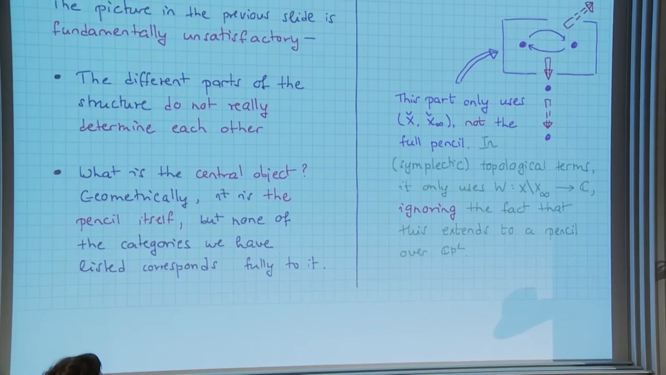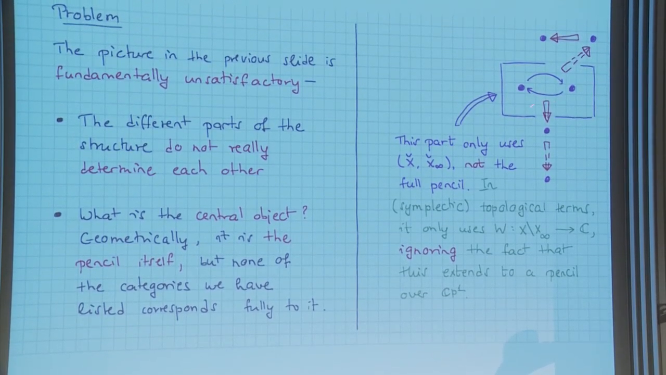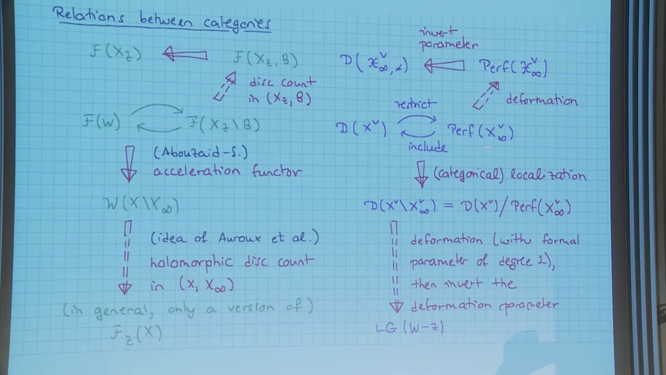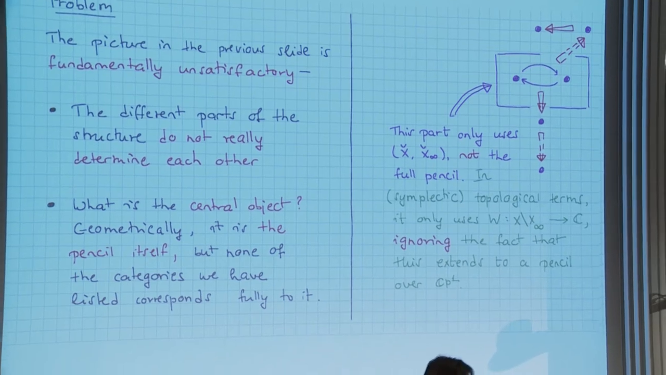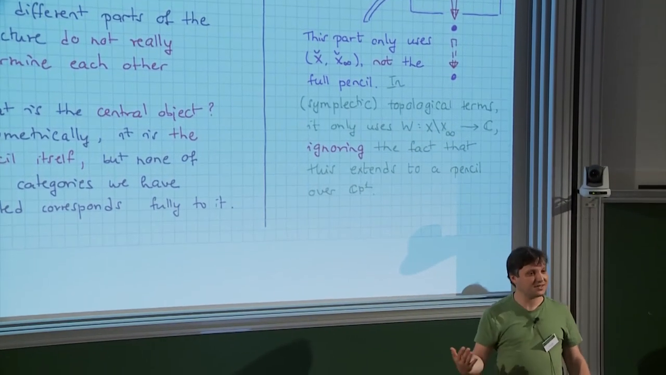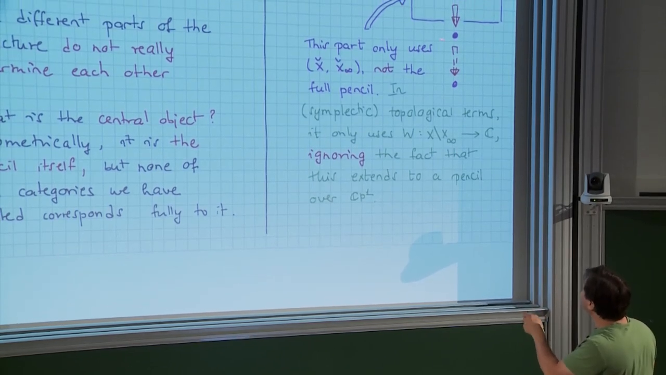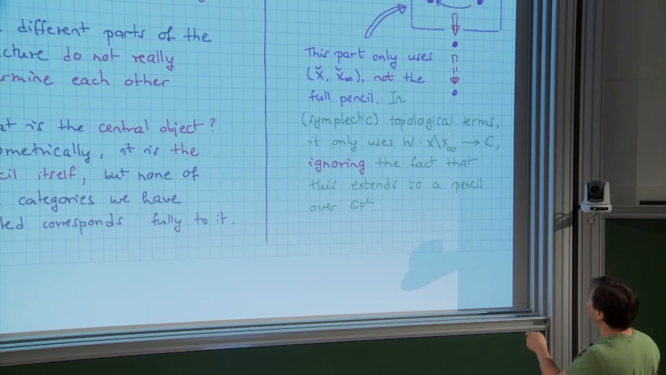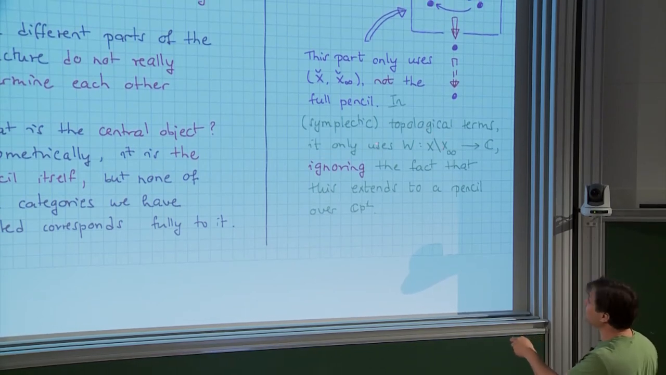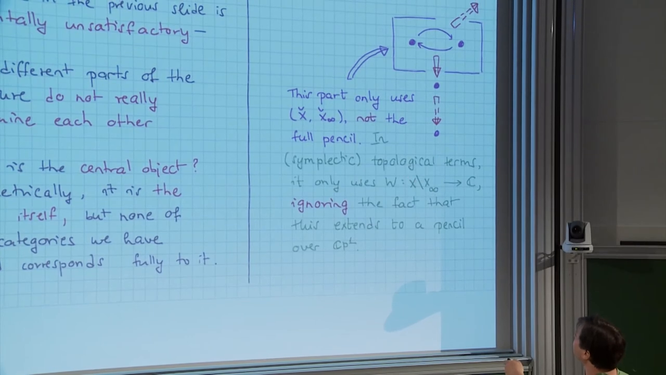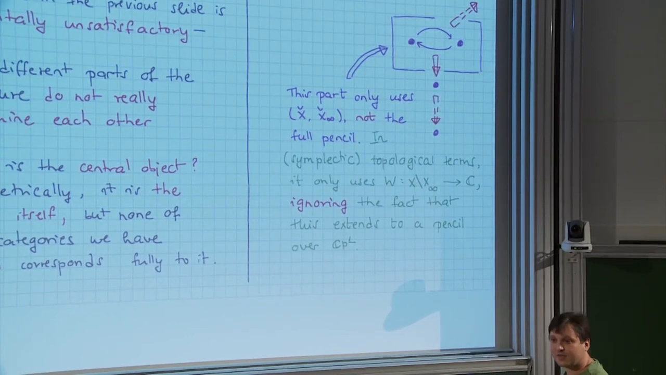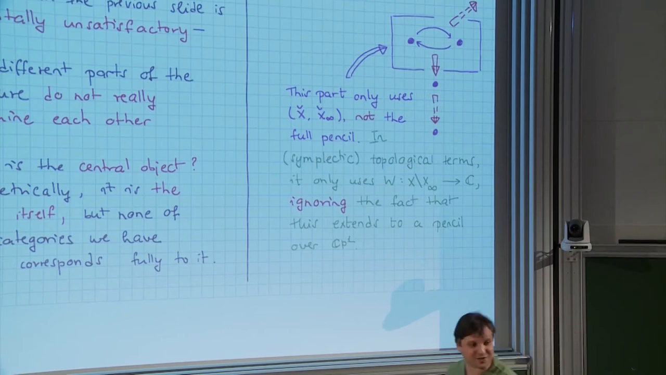And also the question is, where's the center of the picture actually, right? If you look back, with the arrow going, it seems that this pair here is the center of the picture, okay? But really, if you look at it from the point of view of geometry, the center of the picture is given by the pencil itself. And there's nothing here which is responsive to the pencil, because the objects in the middle actually depend only on what the topology is after you throw away the fibers at infinity. So now I'm talking about the green part, right? If I focus on this square here, I actually forgot that this thing extends over CP1. And clearly I cannot hope to recover all the data if I forgot this crucial geometric fact.